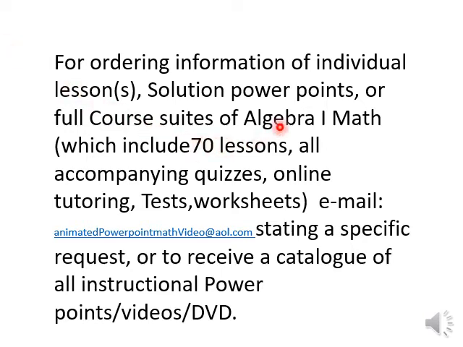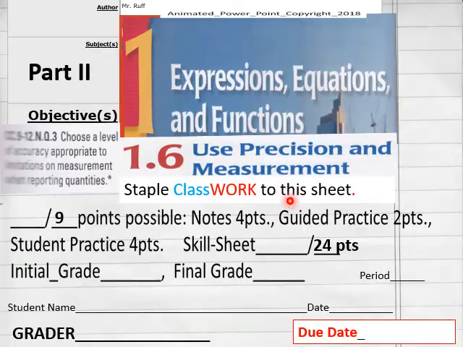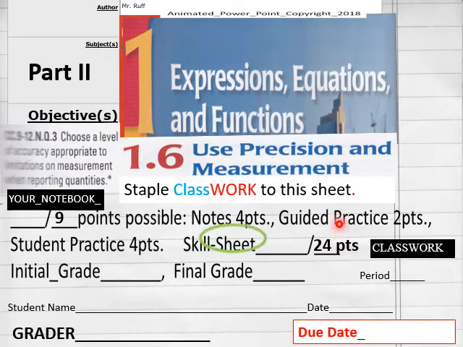Hello everybody, getting ready to do lesson 1.6 part 2 classwork today for Algebra 1 Math. On your classwork sheet you got 24 points. Students, have that out in front of you now. You got 9 points to go into your notebook or your notebook guide. Use precision and measurement part 2.